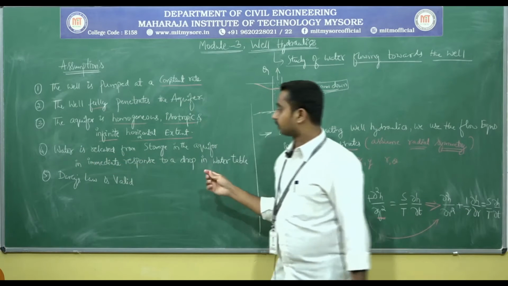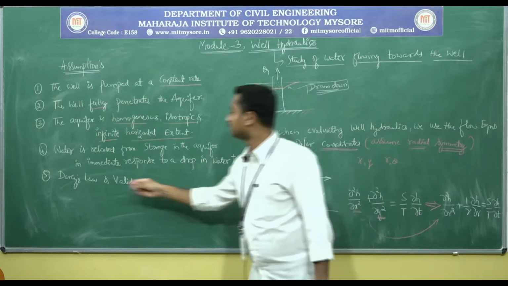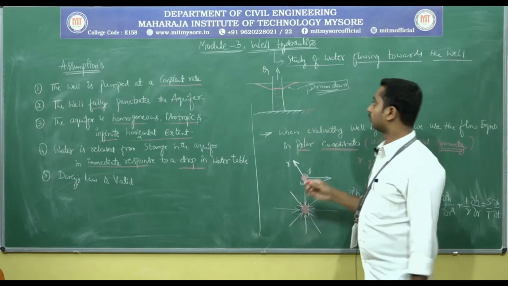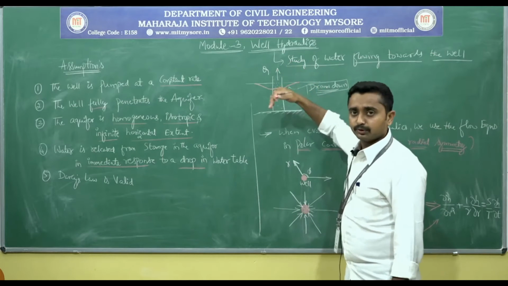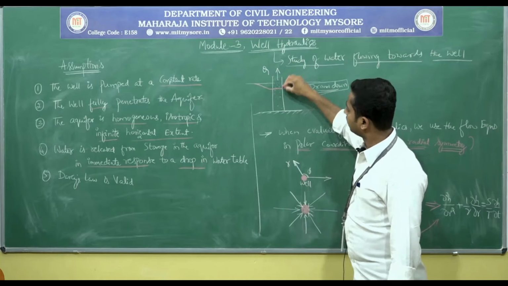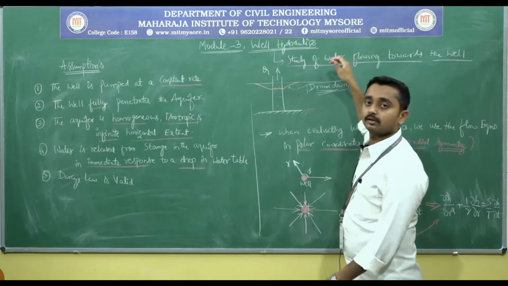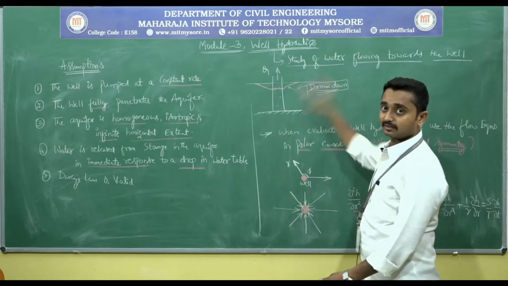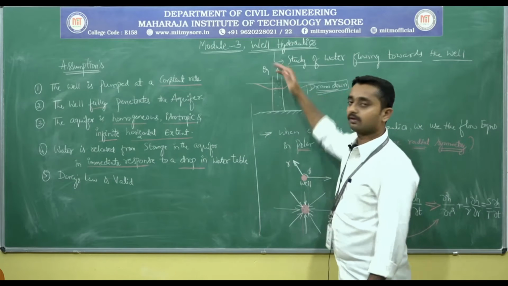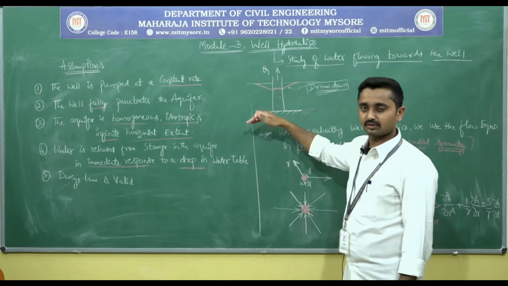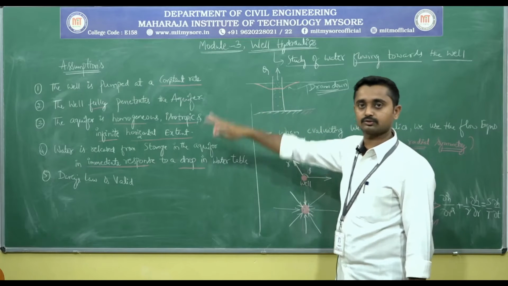Next, water is released from storage in the aquifer in immediate response to the drawdown drop. If you start pumping, the water level immediately decreases. If there is a good rain or some flow from another aquifer, the water level immediately rises. Once you start pumping, the water level definitely reduces immediately.